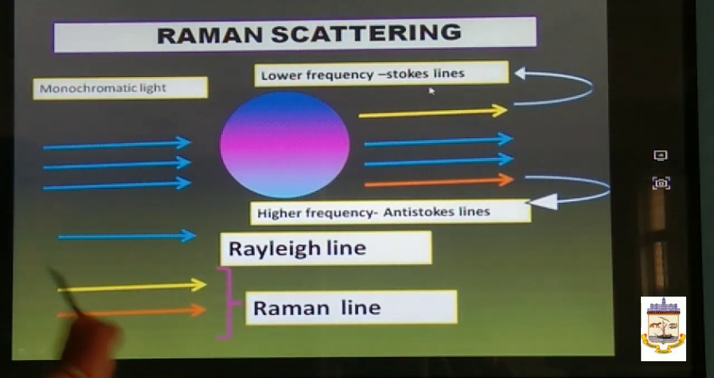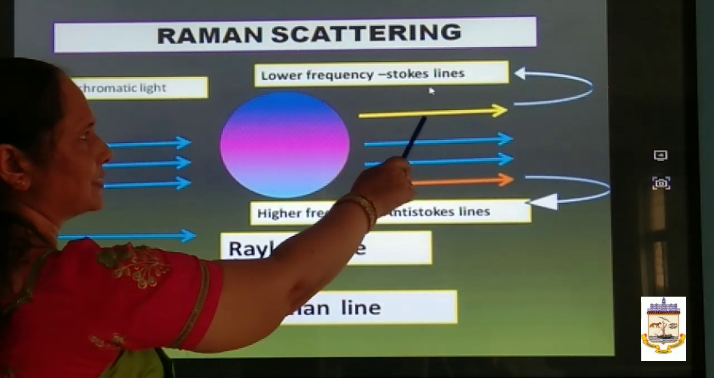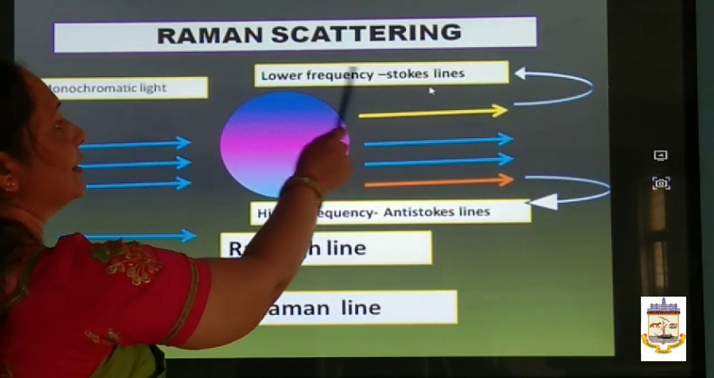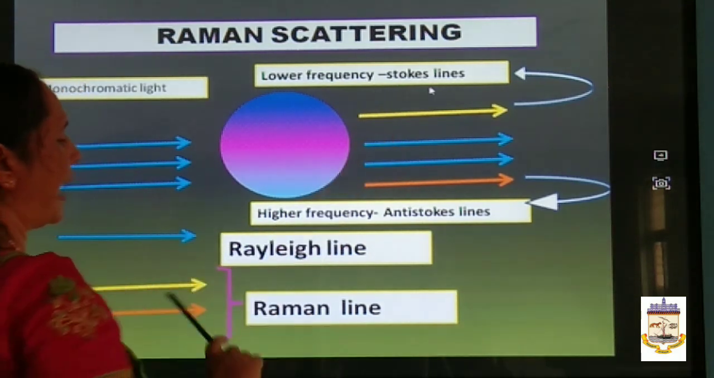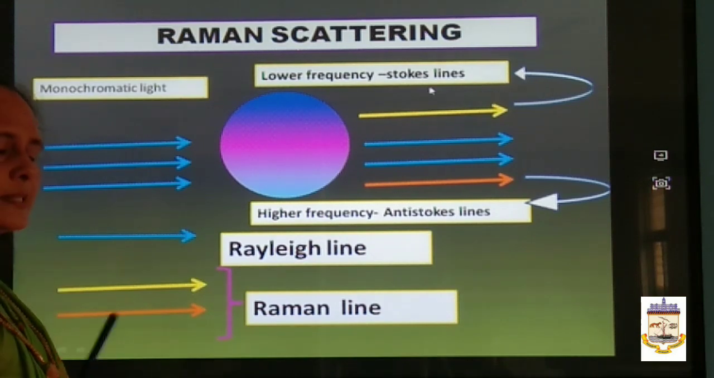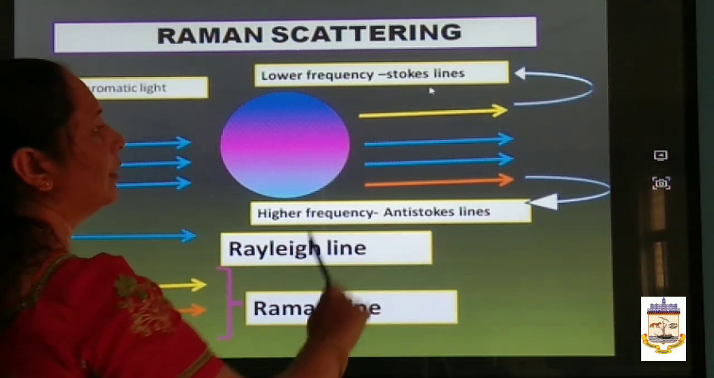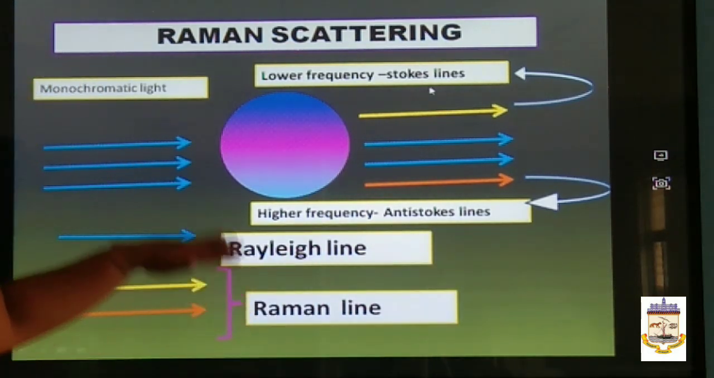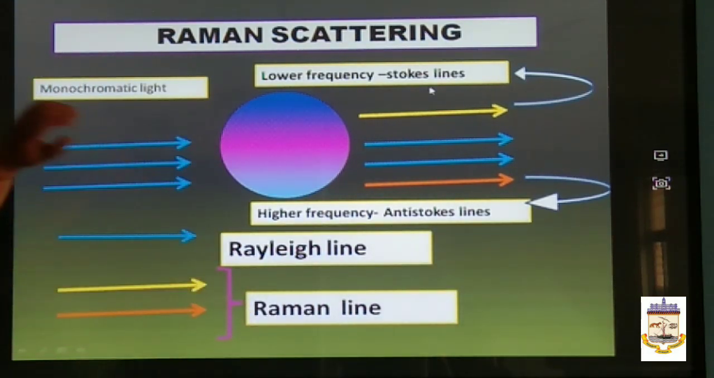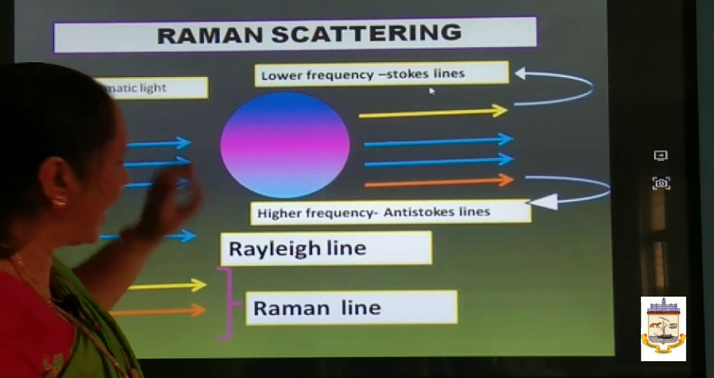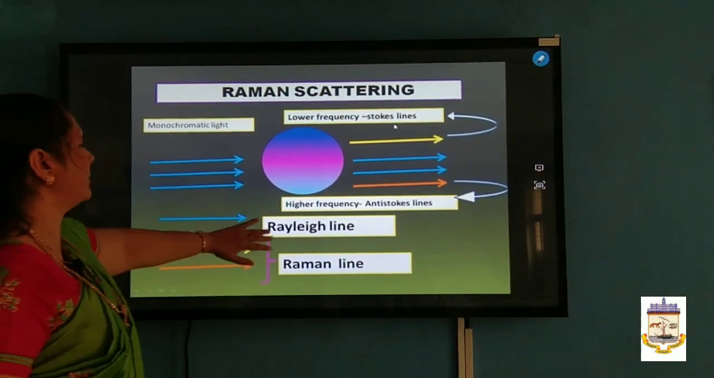If the frequency of the scattered rays is lesser than the frequency of the incident ray, then they are known as the Stokes lines, and the rays having a frequency greater than the frequency of the incident ray are known as the anti-Stokes lines. Is it clear for you all, children? Yes, this picture gives you a clear idea of Raman scattering, the Rayleigh line and the Raman line.